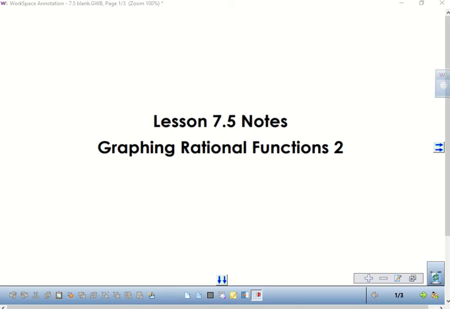Alright, so today we're going to be doing 7.5, which is going to be graphing rational functions. In this lesson, we're not going to be covering any new material per se, but we're going to be bringing everything together. We're going to talk about how all of these different lessons interact with each other and how they all come back into one concept.